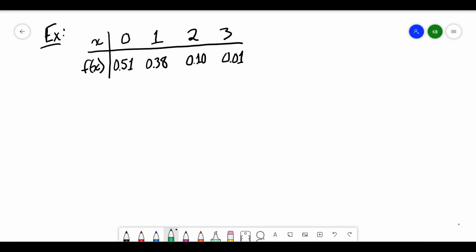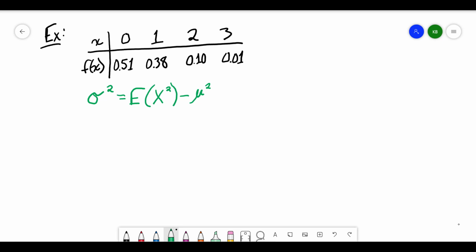So here's an example with a discrete random variable. The random variable can take on the values 0, 1, 2, or 3, and the probability distribution is given in this chart. Now, if we use the theorem to calculate our variance, then we have our variance equals the expected value of our random variable squared minus our mean squared.